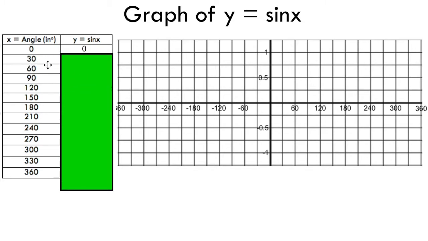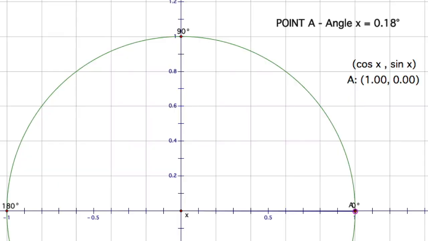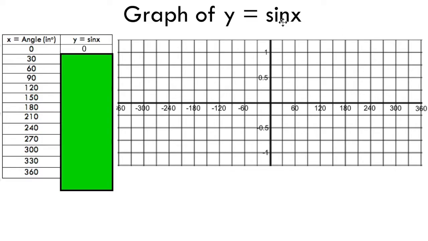Let's do another angle. So let's look at 30 degrees. If I rotate this terminal arm around 30 degrees, so you can see my degree measure is increasing. Let's try to get as close as we can. We'll call that 30 degrees. You can see that the value of sine is 0.5. I substitute 30 in for x, I get 0.5 out. Okay, so subbing in 30 degrees, I get 0.5.